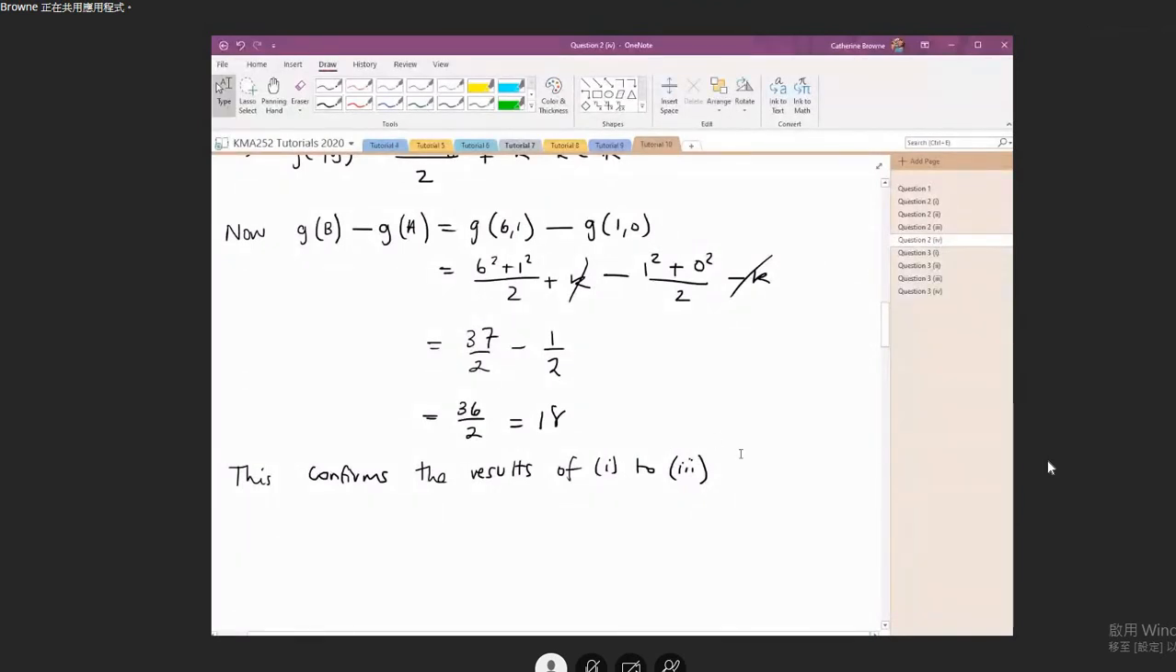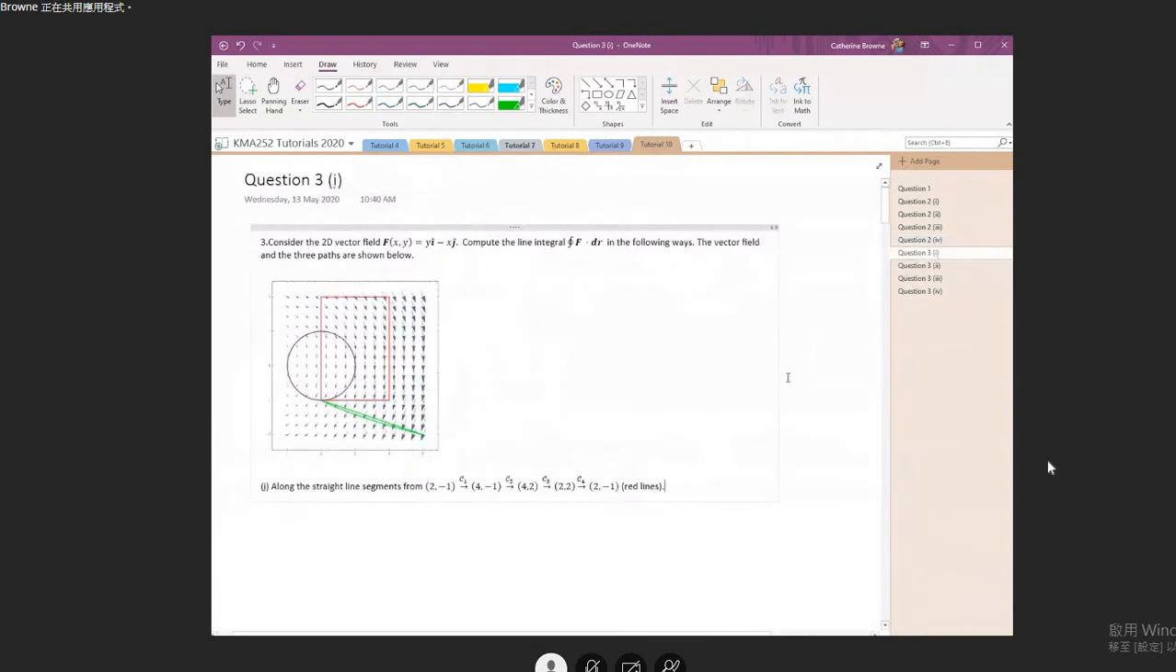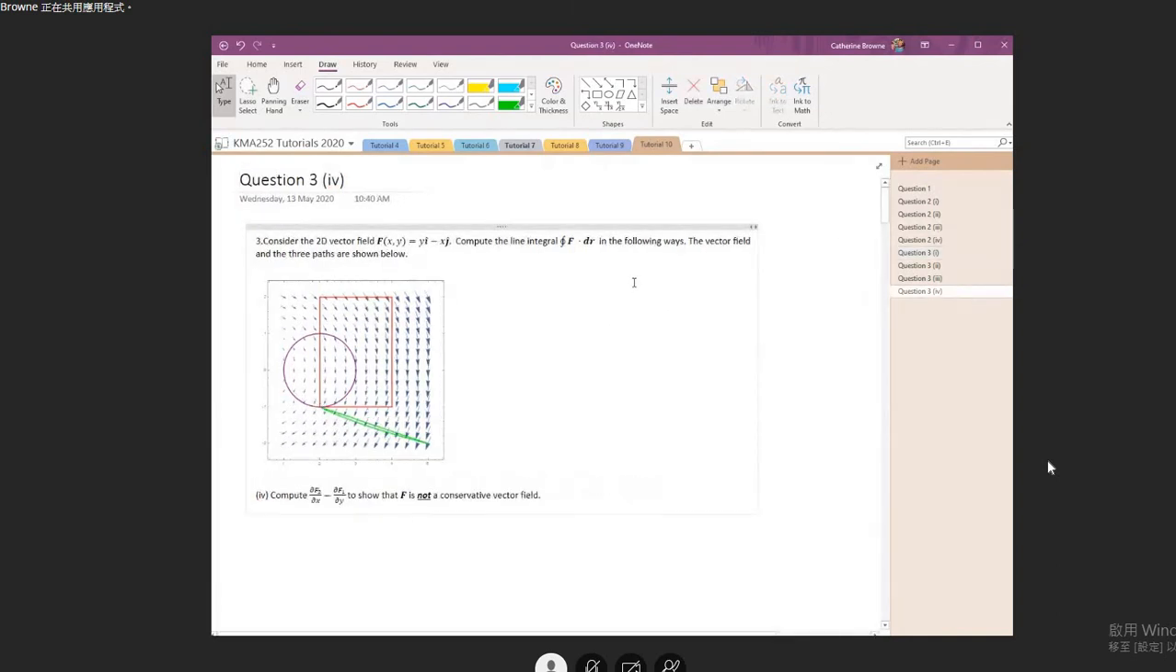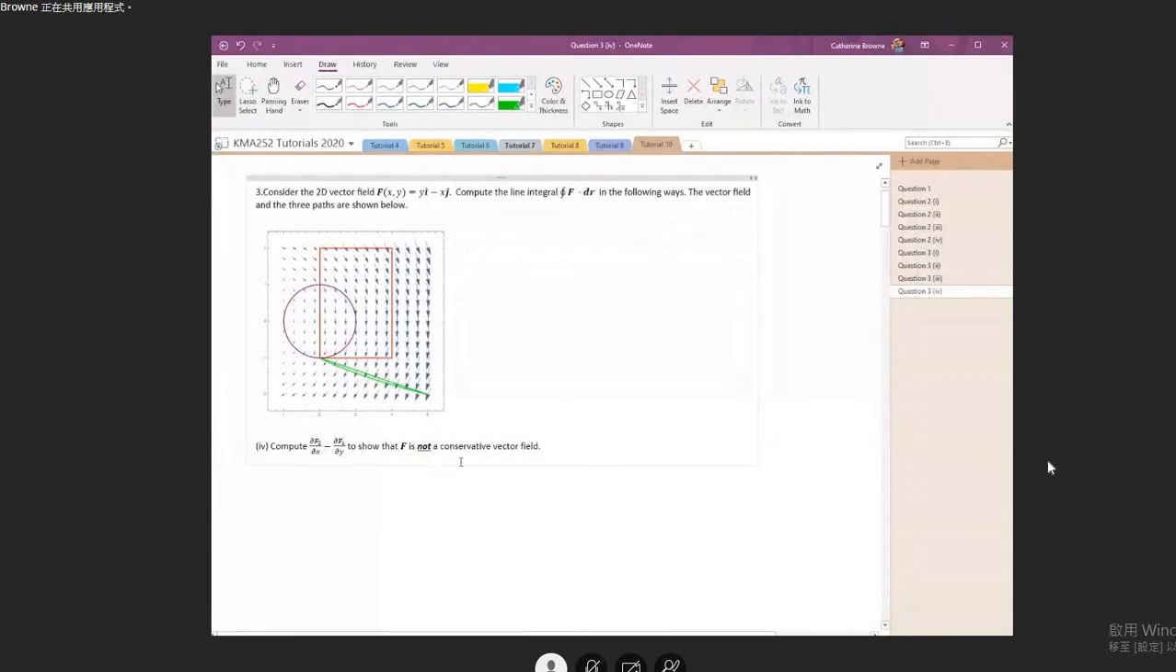Now, I think I've run out of time for question 3. I did have one set up, but it's pretty similar to question 2, except now we're doing closed paths rather than just from point A to point B. We're always coming back to this point here, point 2, minus 1 in my question. And you'll also note that in part 4, we're showing that F is not a conservative vector field.